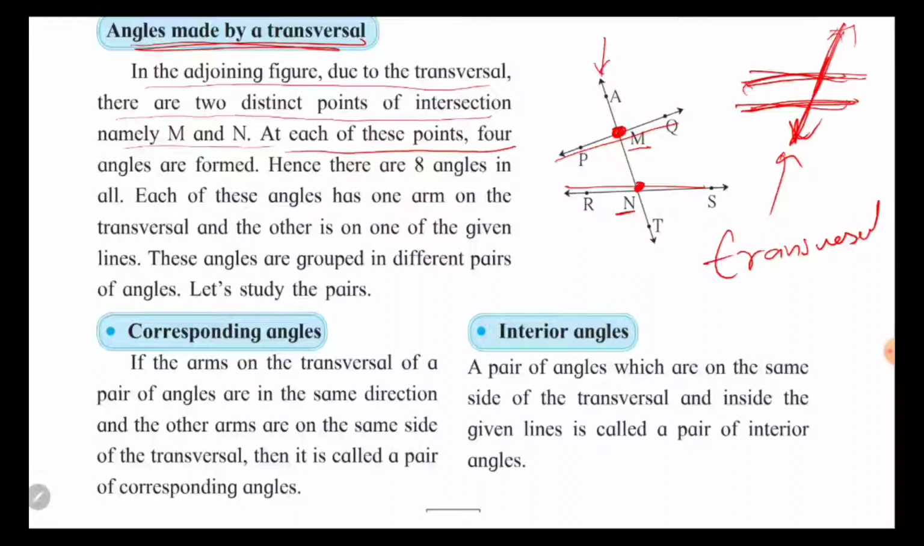At each of these points 4 angles are formed, hence there are 8 angles in all. Okay, so you all can see that this is one angle, this is second, this is third, and this is fourth. Because of M there are 4 angles. Okay, now because of N there will be again 4 angles, so there are a total of 8 angles made because of this single transversal. Each of these angles has one arm on the transversal and one on each of the given lines.